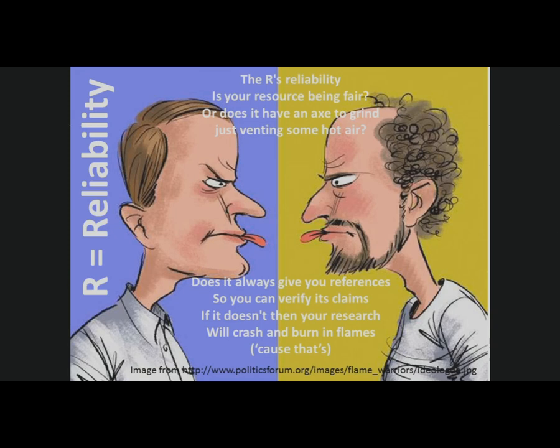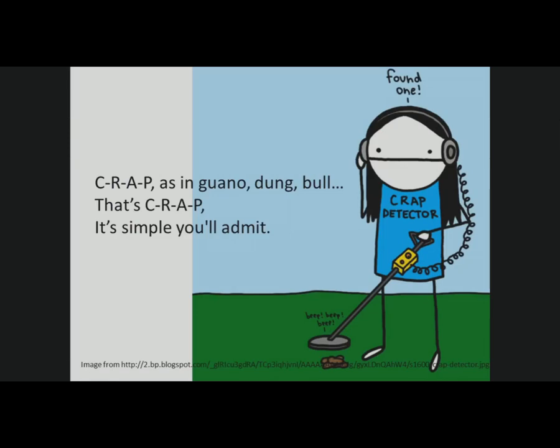R is for reliability. Is your resource being fair, or does it have an axe to grind, just venting some hot air? Does it always give you references so you can verify its claims? If it doesn't, then your research will crash and burn in flames, because that's C-R-A-A-P, as in guano dumble. That's C-R-A-A-P, it's simple, you'll admit.